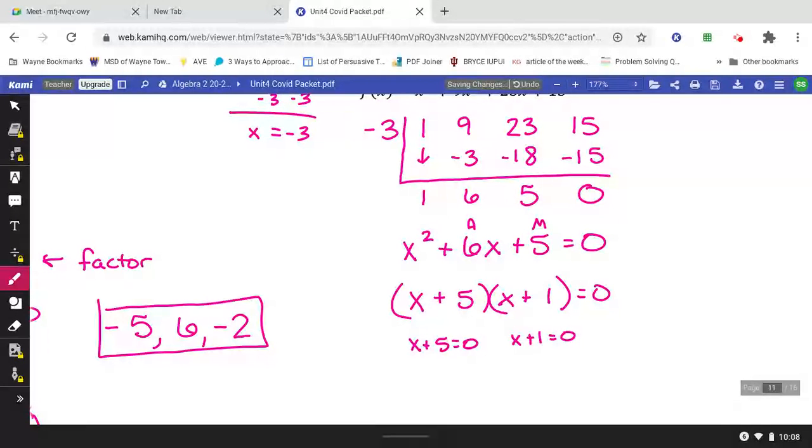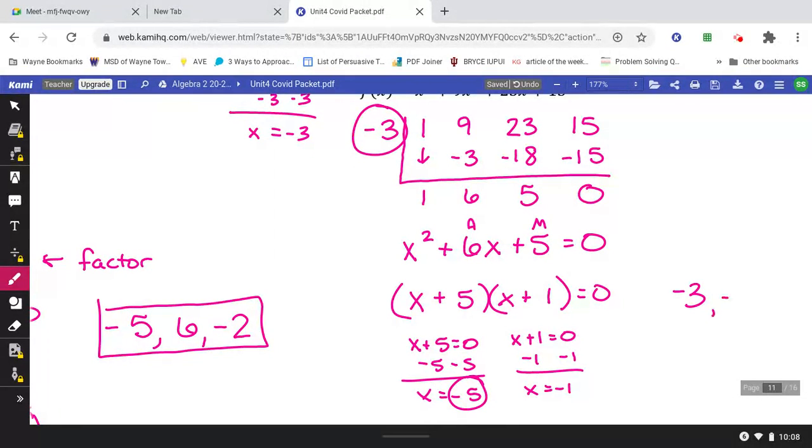If you don't have to do that step and just can write out your answers, that's perfectly fine. Otherwise, just solve this little equation to get your 2 answers. All right, so we have our original answer of -3. That's from up here. Then we have -5, and we have -1. And there's your 3 answers, or your 3 zeros.